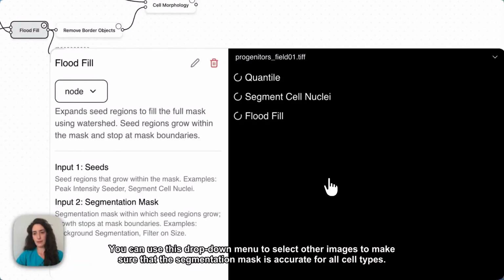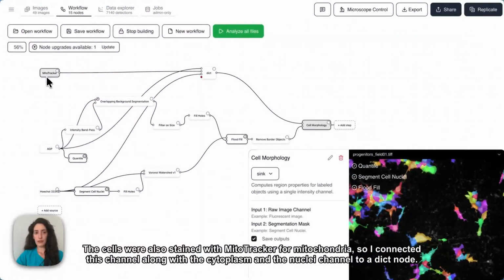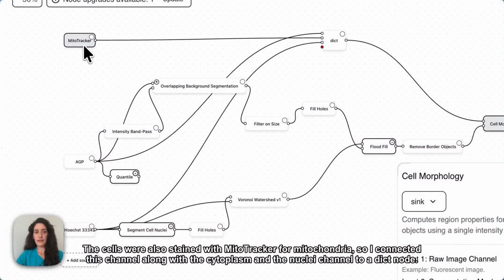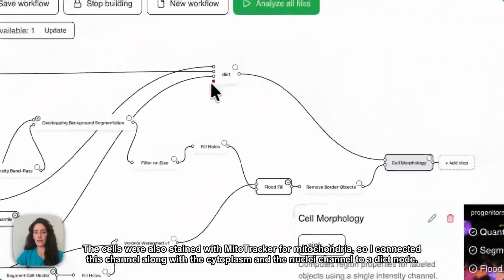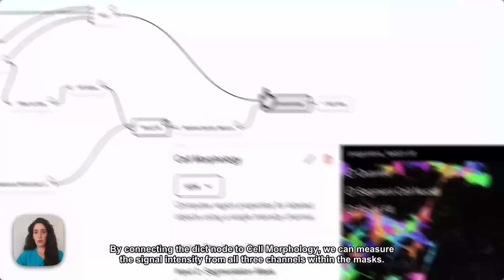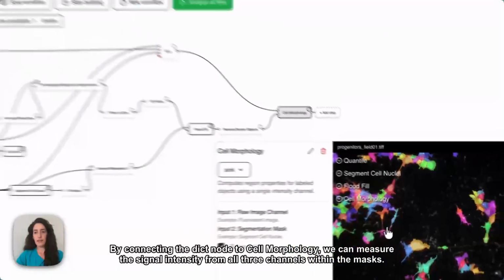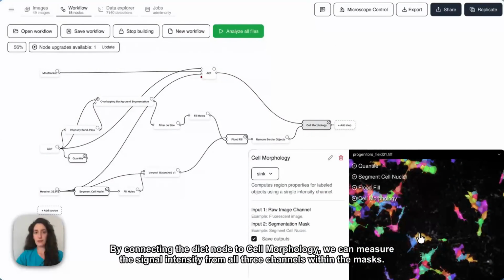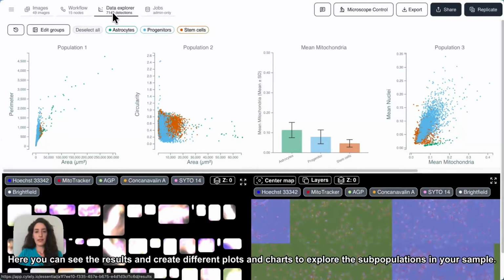all cell types. The cells were also stained with mitotracer for mitochondria, so I connected this channel along with the cytoplasm and the nuclei channel to a DICT node. By connecting the DICT node to cell morphology, we can measure the signal intensity from all three channels within the masks. Here you can see the results and create different plots and charts to explore the subpopulations in your sample.